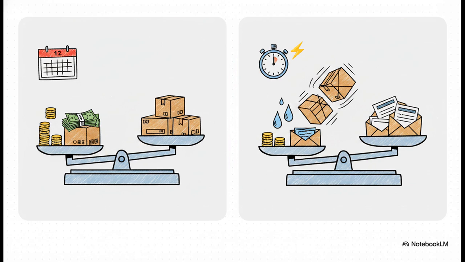To measure this pulse, we rely on two absolutely crucial metrics, the current ratio and the quick ratio. The current ratio looks at all of your current assets and compares them to your current liabilities. It's a broad look at whether you can cover what you owe over the next year. But what if an emergency hits today? That is where the quick ratio comes in.